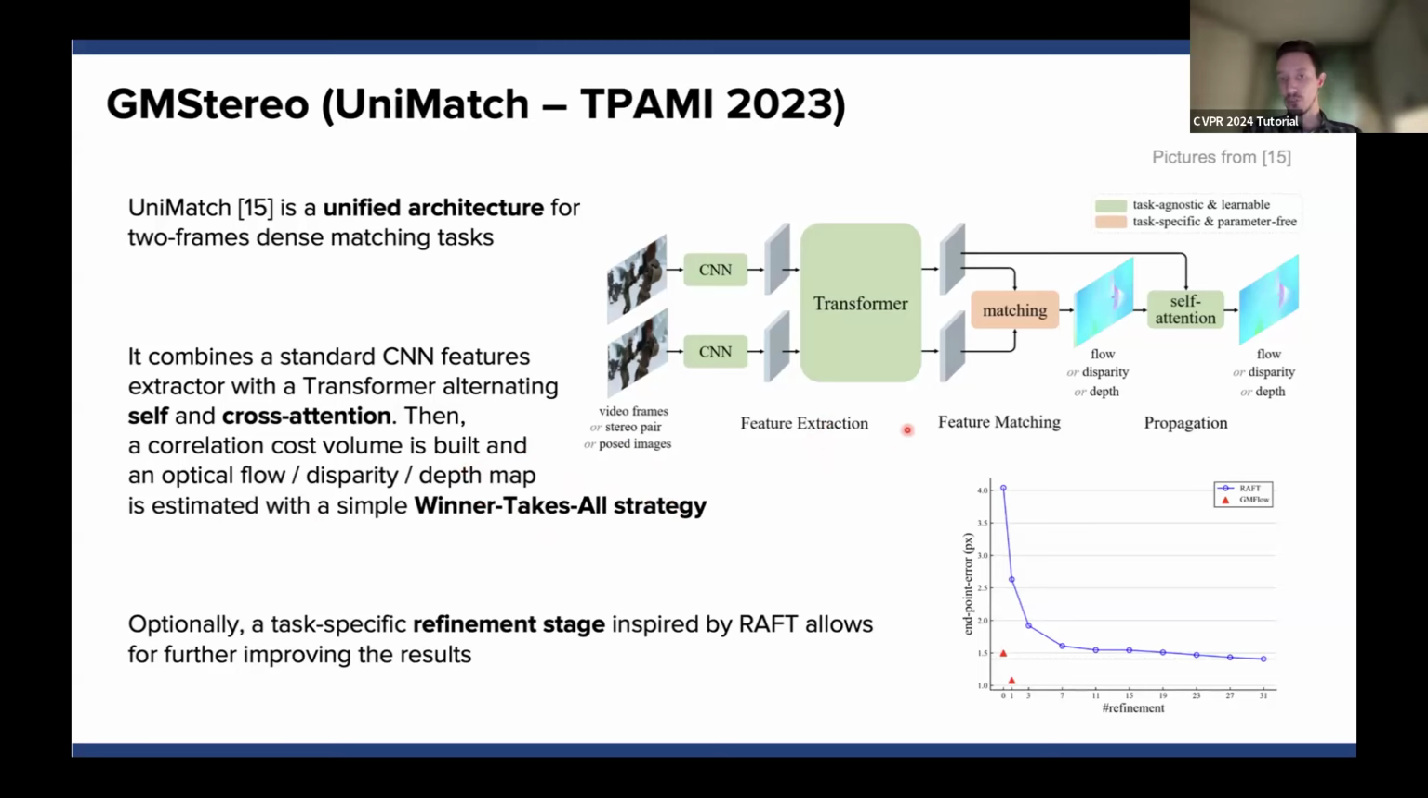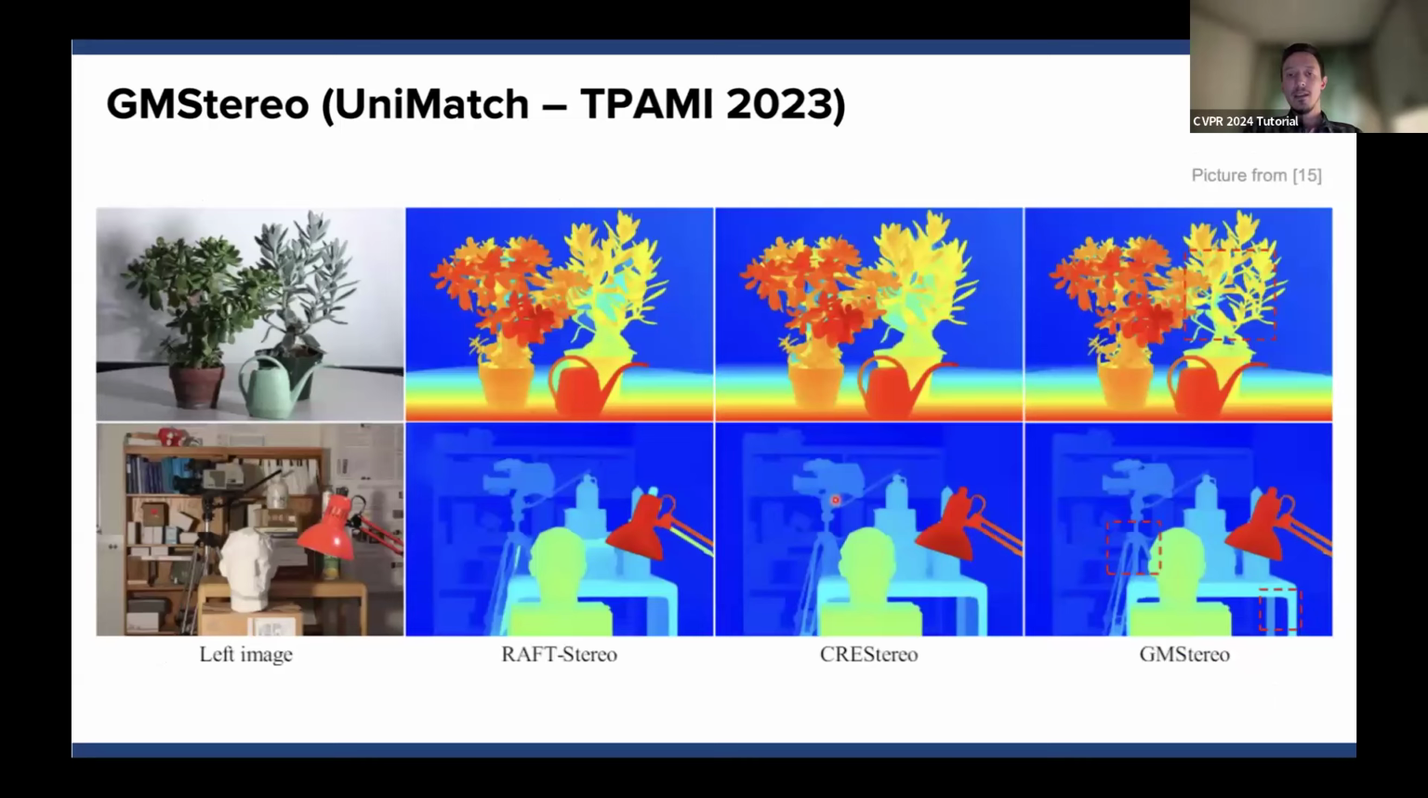Nonetheless, given the very strong features extracted by Unimatch, we can see in this plot how, after the very first iteration, Unimatch has an error that is already very competitive with Raft and Raft Stereo for the stereo case. After Raft has run all of the iterations to be run at test time, given this very good initial prediction, a single iteration is enough for greatly outperforming the original Raft and Raft Stereo. And here to conclude, we can see some qualitative results again on the Middlebury dataset, showing the much better results in presence of fine details and occlusions that Unimatch achieves with respect to Raft Stereo and Crocos Stereo.